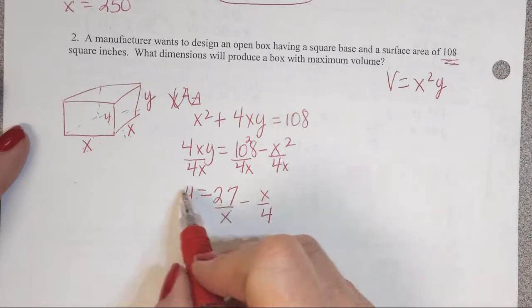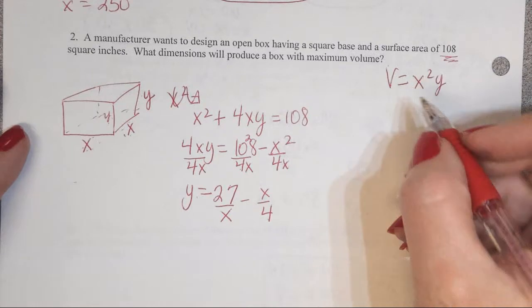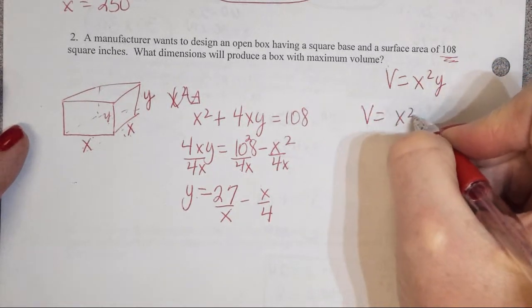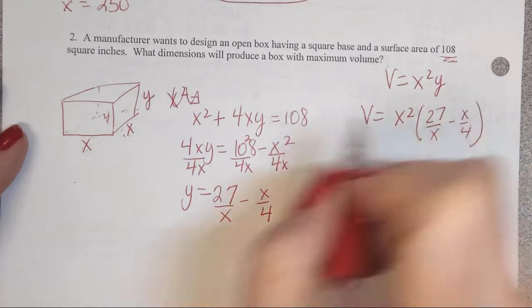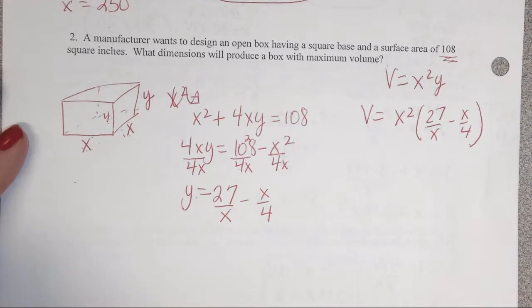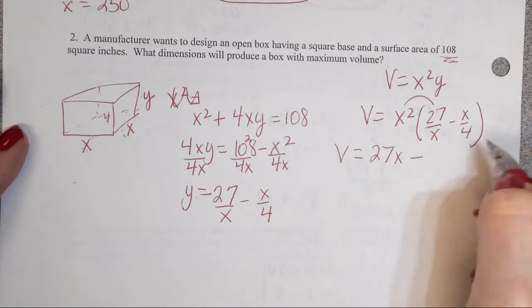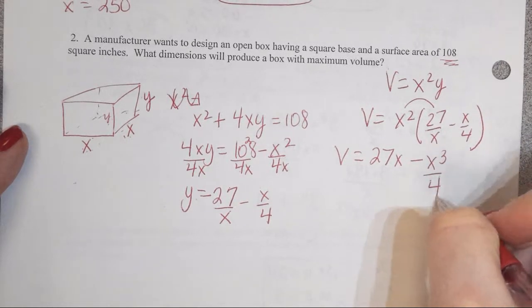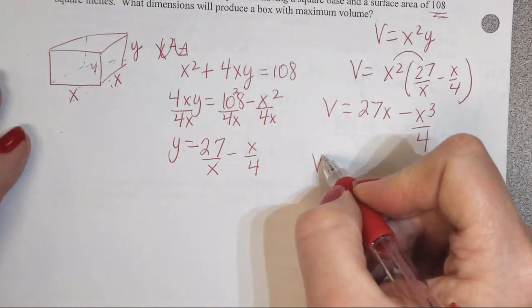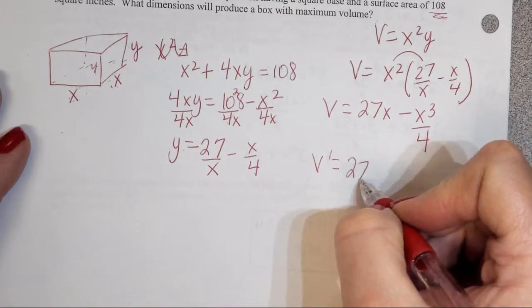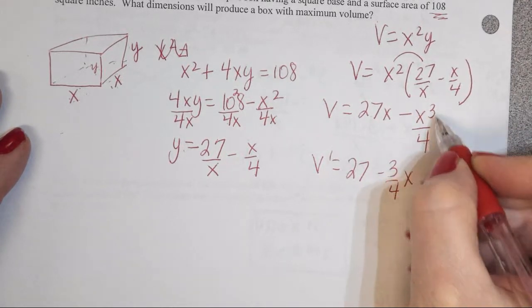This is not what I take the derivative of. I take the derivative of volume. So I have to go back up here to my volume, and I have to replace y with 27 over x minus x over 4. I'm going to multiply. I get 27x minus x cubed over 4. Taking the derivative, the derivative of 27x is 27. 1/4 times 3 is 3/4 x squared.